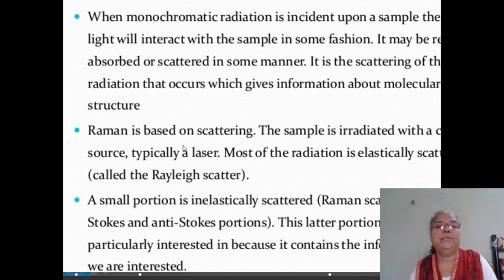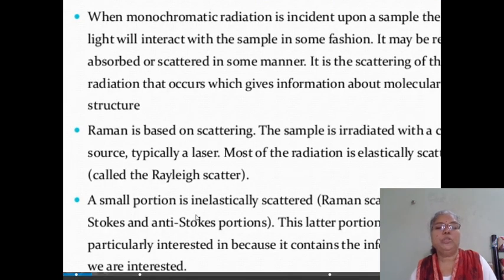Here, Raman is based on scattering of incident light. The sample is irradiated with a source, that means light radiation, typically a laser. Most of the radiation is elastically scattered, and that means the incident radiation and scattered radiation have the same frequency, and such scattering is called elastic scattering. This scattering was found by the scientist Rayleigh, so it is also called Rayleigh scattering.